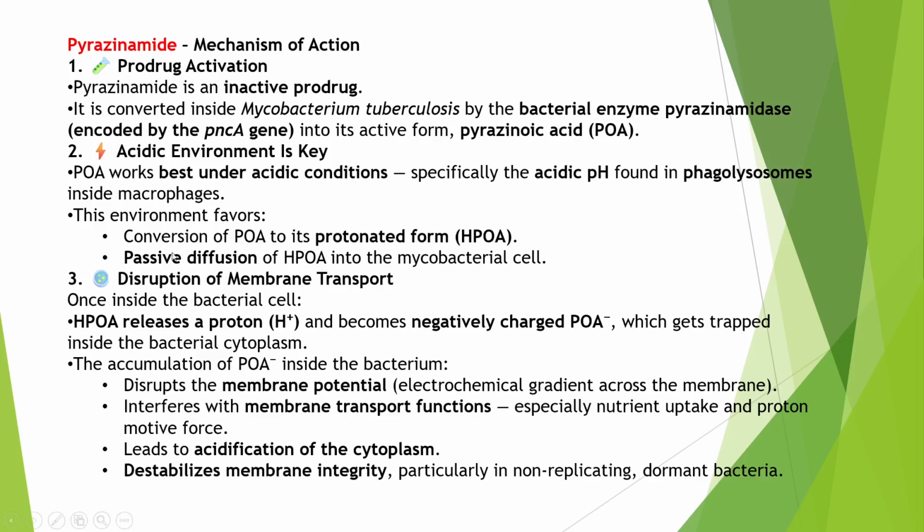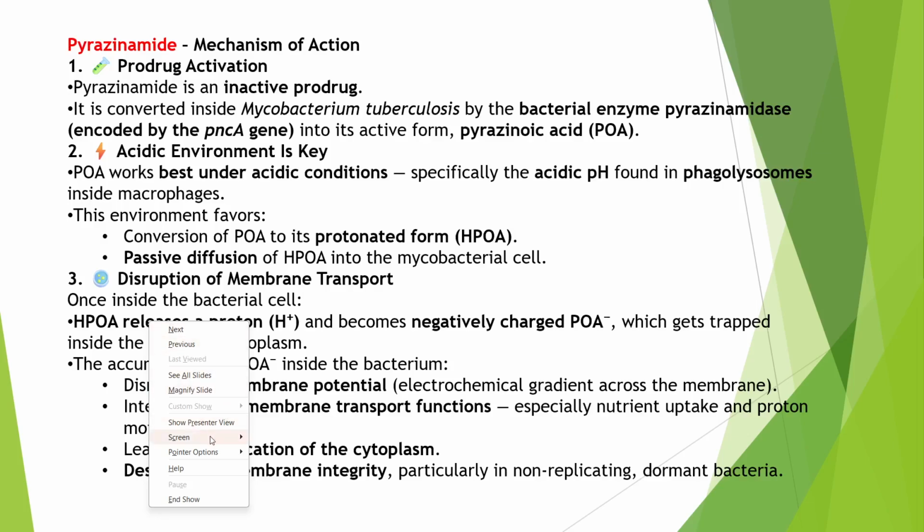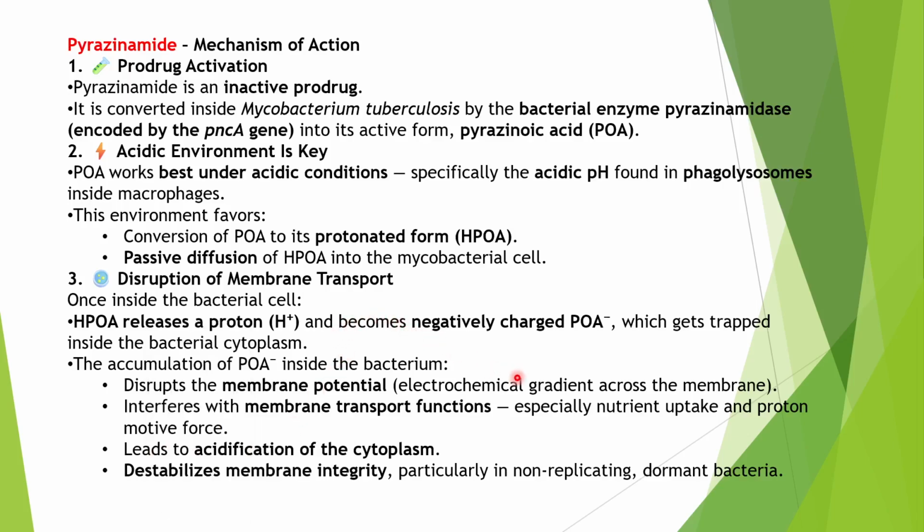Once inside the bacterial cell, the HPOA, that is the protonated POA, releases a proton, H plus, and then it becomes negatively charged, resulting in POA minus, which then gets trapped inside the bacterial cytoplasm. So basically it disrupts the membrane potential. Accumulation of negatively charged POA inside the bacterium disrupts the membrane potential, that is the electrochemical gradient across the membrane, and it also interferes with the membrane transport functions.